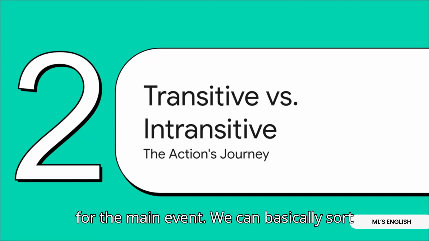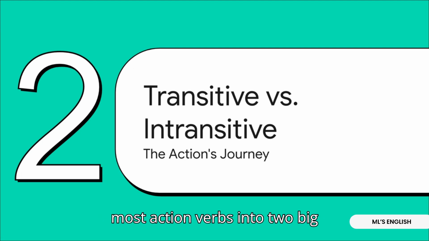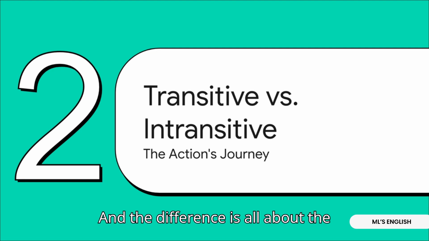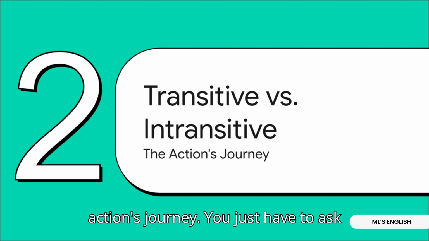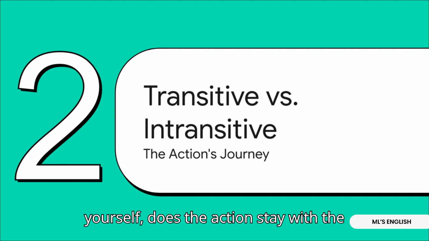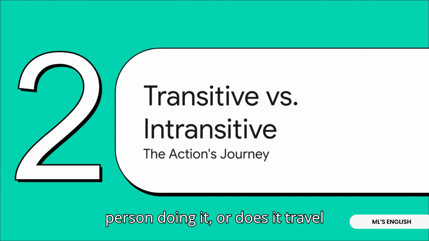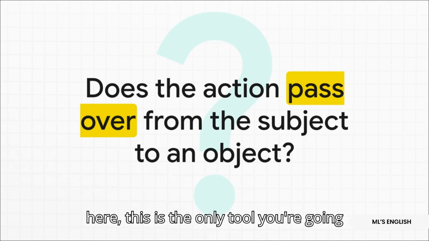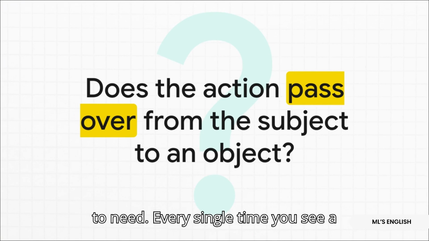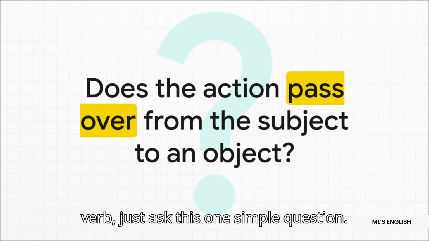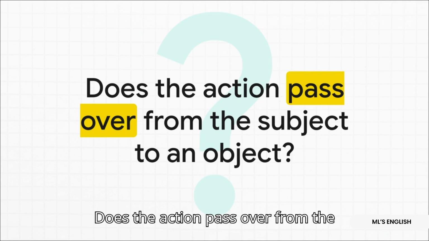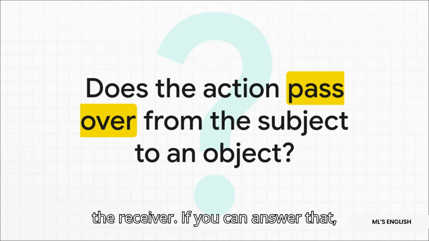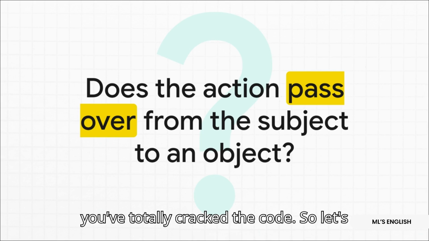Okay, and now for the main event. We can basically sort most action verbs into two big categories, transitive and intransitive. And the difference is all about the action's journey. You just have to ask yourself, does the action stay with the person doing it, or does it travel somewhere else? And honestly, this right here, this is the only tool you're going to need. Every single time you see a verb, just ask this one simple question. Does the action pass over from the subject, the doer, to an object, the receiver? If you can answer that, you've totally cracked the code.